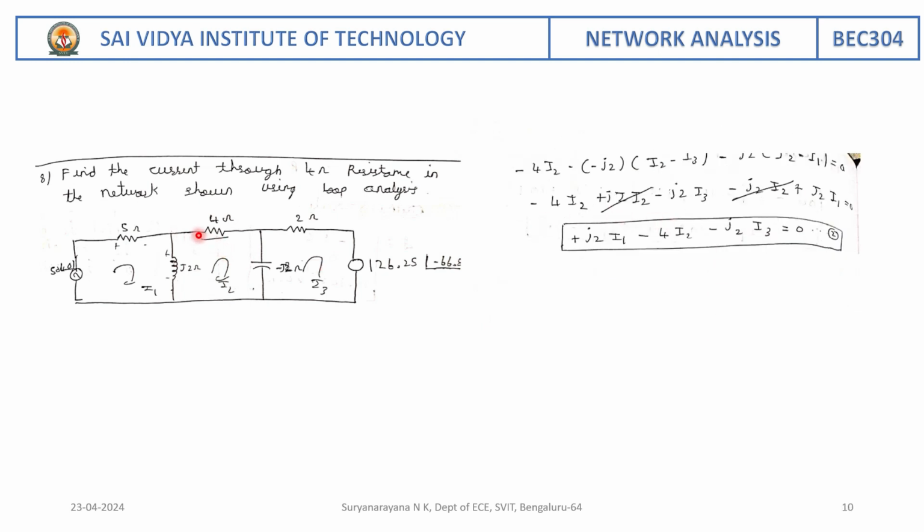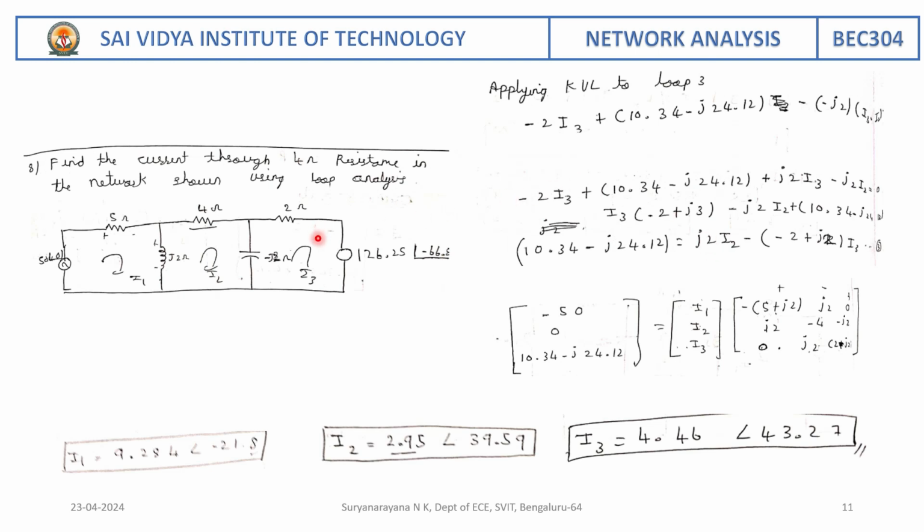Similarly, let us write the second equation for mesh 2 using sign convention. Minus 4 I2 minus of minus j2, here two currents are flowing, (I2 minus I3), minus j2, here again (I2 minus I1), that is equal to 0. On simplifying, we will get this equation.